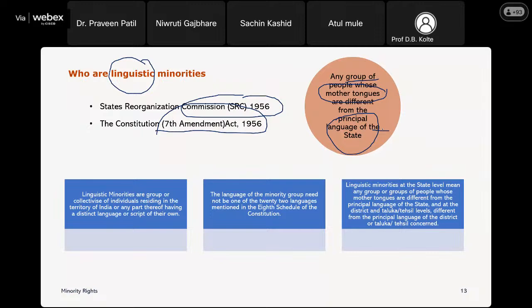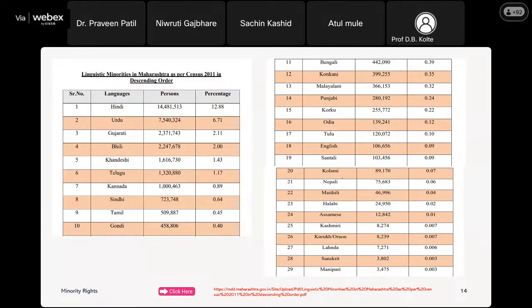In other words, in simple words, the people who do not have their mother tongue as Marathi are to be considered as linguistic minorities in the state of Maharashtra. Now, these people require protection and promotion of their rights as much as religious minorities do. Then, what are the constitutional safeguards provided to the linguistic minorities? Friends, this is for your persuasion.